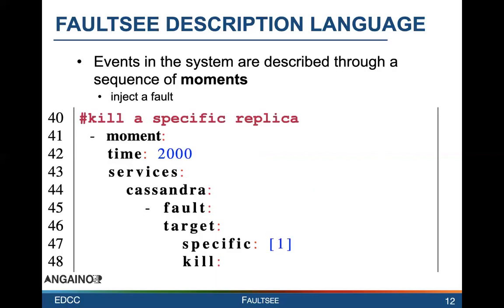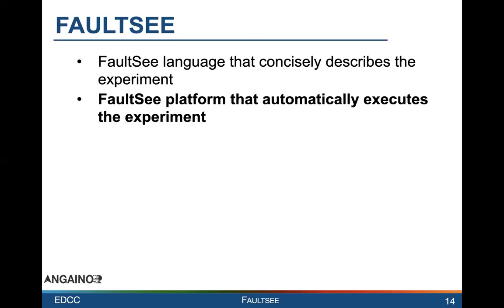And also here I'm saying I want this to be a kill fault. So precisely this means that I am going to kill the process that is running inside this container. So I'm not killing the operating system. I'm not unplugging the network cable to fake that the process has died. I'm really killing the process with a SIGKILL. So most of the language elements can be parameterized and allow us to reproduce quite complex experiments.